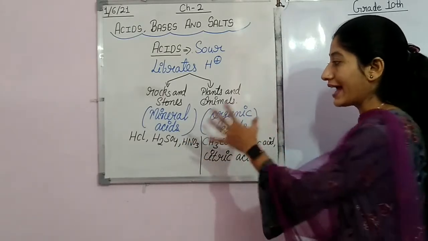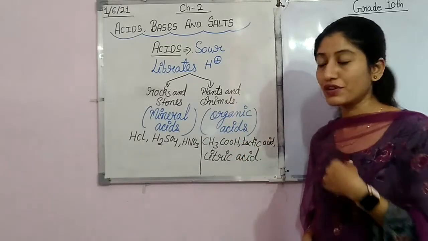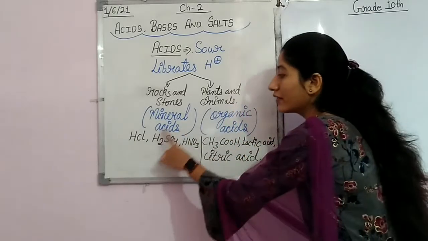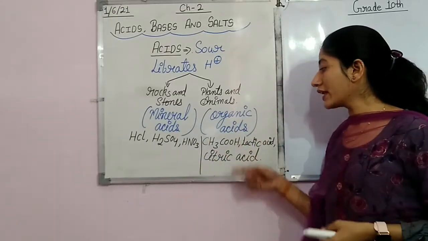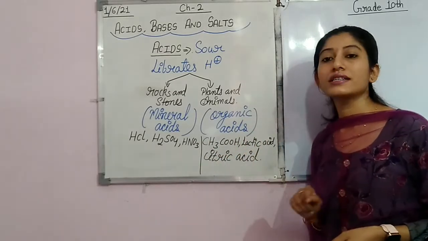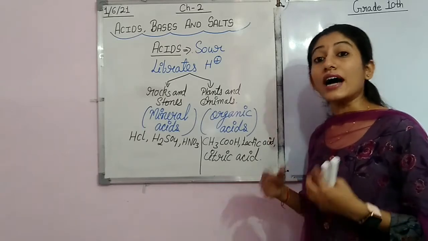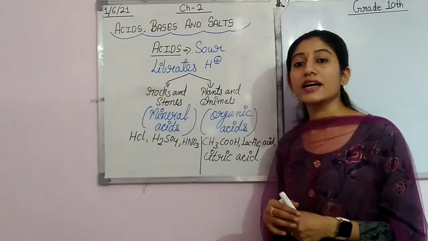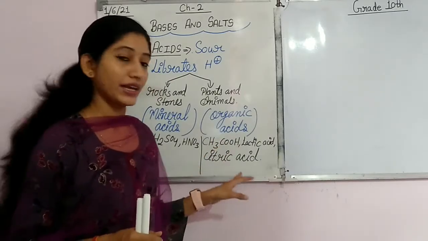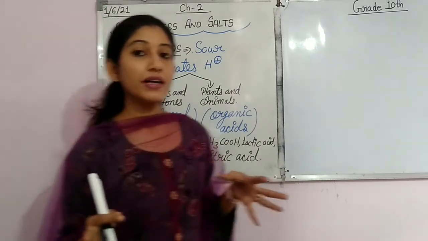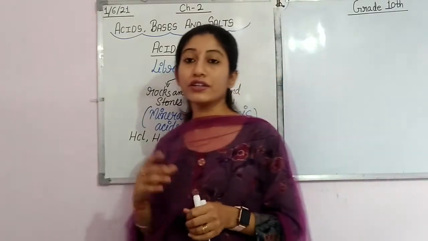What I told you, acids can be two types depending upon the sources from which we have obtained them. So mineral acids are HCl, H2SO4, HNO3. Organic acids are CH3COOH, that is acetic acid, then lactic acid, then citric acid, tartaric acid, and many other acids which come under the category of the organic acid. Now we have categorized according to the resources.